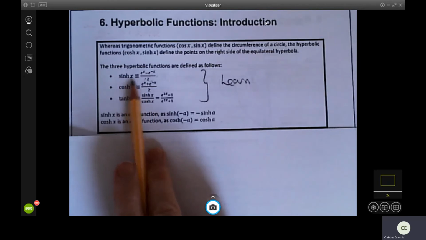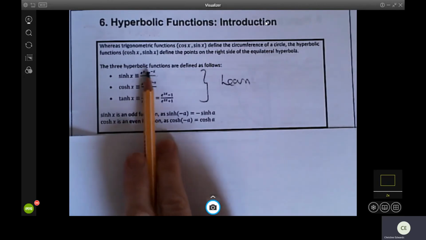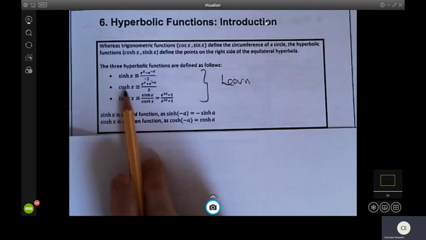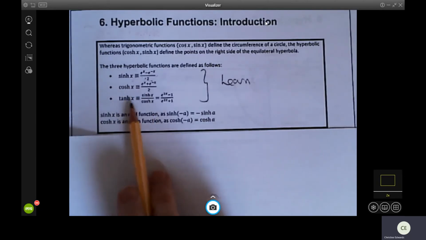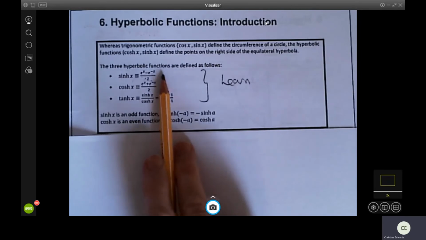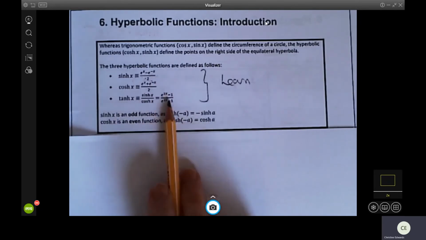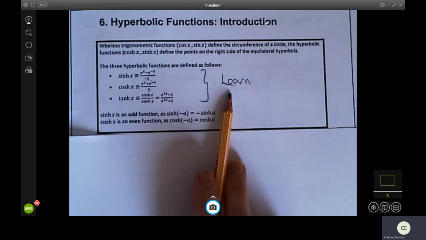Hyperbolic sine is defined with a minus sign in the middle. Hyperbolic cos, plus sign, and hyperbolic tan, a combination of the two equations here. You will need to become familiar with these and learn them.